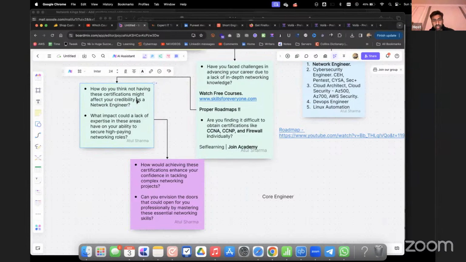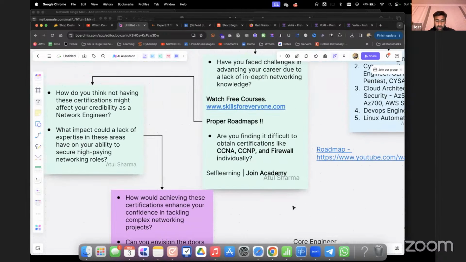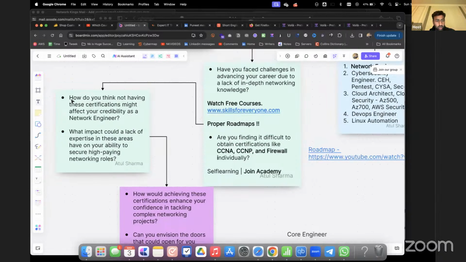But now see in this way, if you already planned, you invested 6 months, 7 months, 8 months in the learning of any domain. Now think in this way: how do you think not having these certifications might affect your credibility? Suppose you decided you want to become a network engineer. Maybe you are not getting interview calls, even after learning CCNA, CCNP, firewalls. If you are not getting calls even after courses, then what is the problem? Then obviously the problem could be that you are not getting certified.